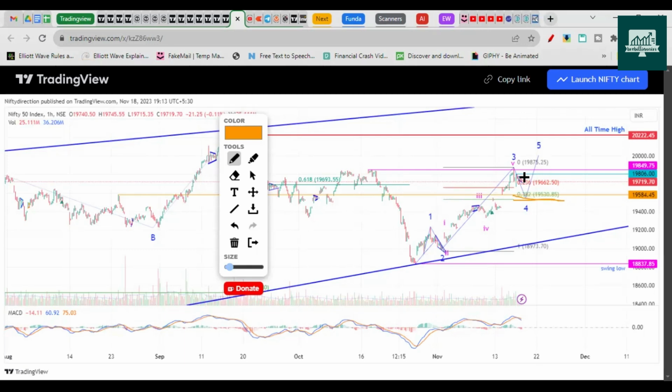So price may consolidate for a longer time. It might even make a triangle. It might take 2-3 days even, right? That's not in our control, but we know we are in a 4th wave and this is not tradable. So you should not carry any overnight position. It's a bit risky, and this is now a wave for option sellers to trade, right?